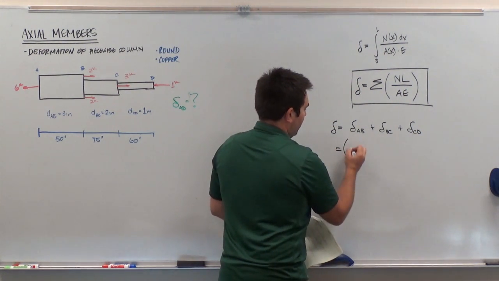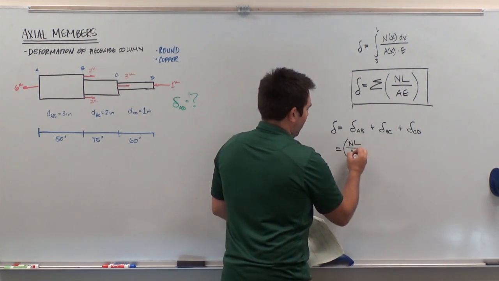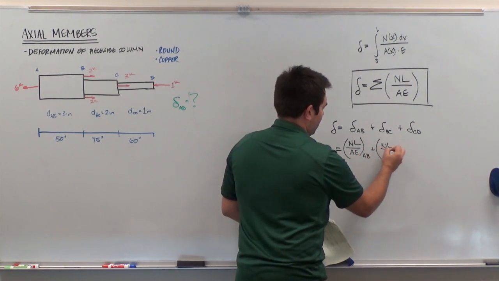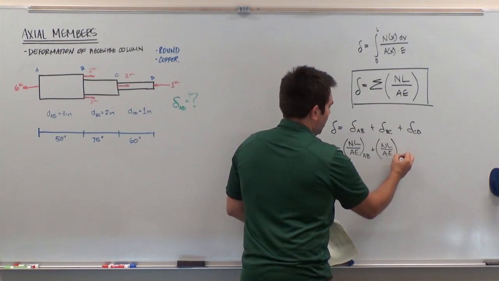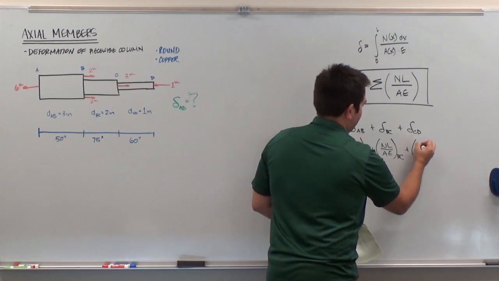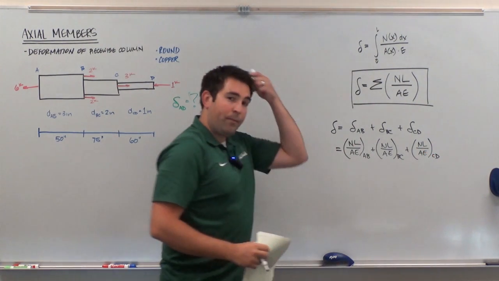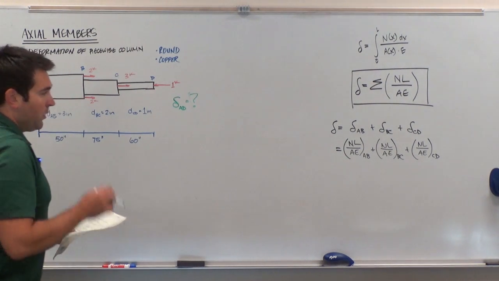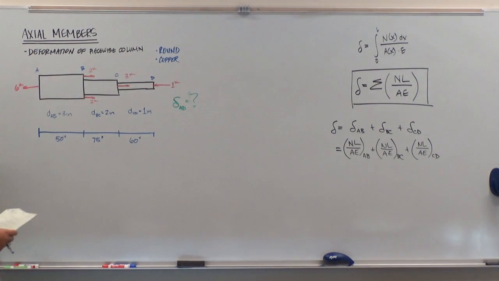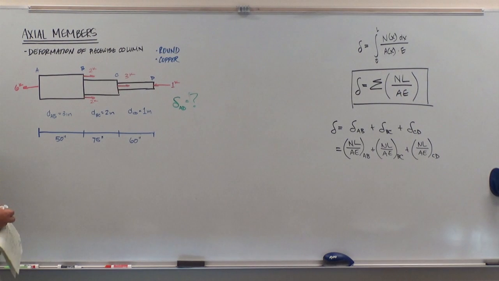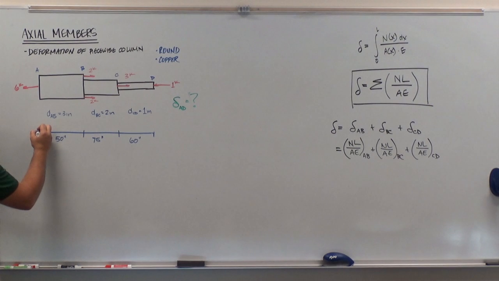And I could rewrite that a little bit more verbosely. I'd have NL over AE for member AB. I will have NL over AE for member BC. And I will have NL over AE for member CD. Each of those we treat as just an individual column. So it might be helpful to make a little table, and actually I kind of have one started here. I want to tabulate N, L, A, and E for each section, and I can kind of start that right here.